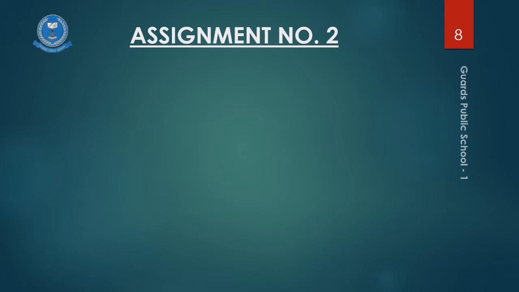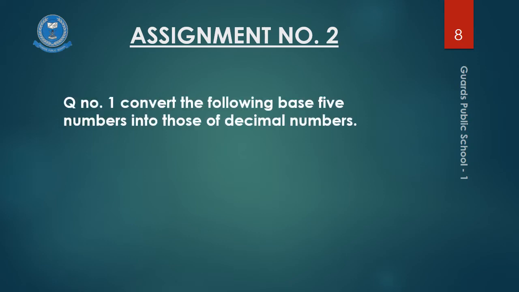I hope you all have understood how to convert a base 5 number into a decimal number. So students, in assignment number 2, you have to convert the following base 5 numbers into decimal numbers. And these numbers are 13 base 5, 122 with base 5, 234 base 5, 4012 with base 5.